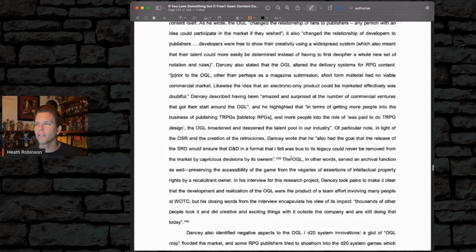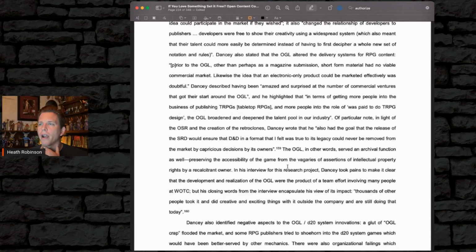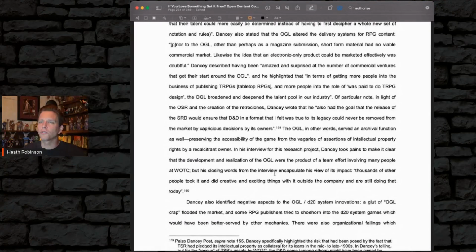It also changed the relationship of developers to publishers. Developers were free to show their creativity using a widespread system, which also meant their talent could be more easily determined instead of having to first decipher a whole new set of notations and rules. Dancy also stated that the OGL altered the delivery systems for RPG content. Prior to the OGL, other than perhaps a magazine submission, short-form material had no viable commercial market. Likewise, the idea that an electronic-only product could be marketed effectively was doubtful.